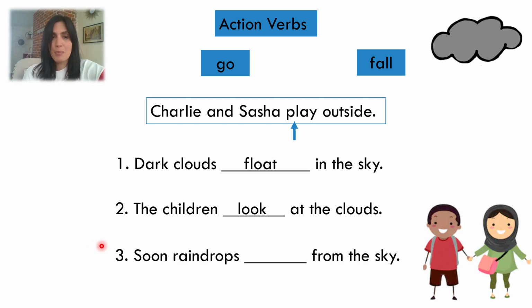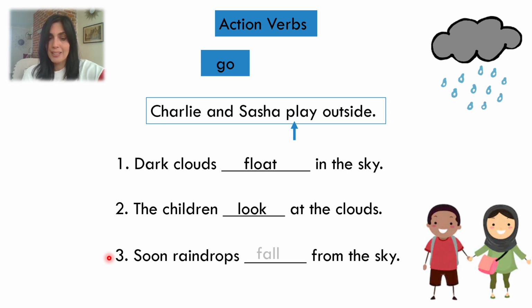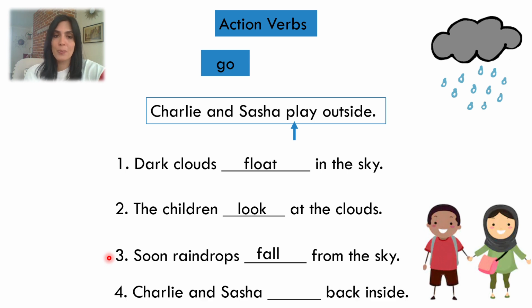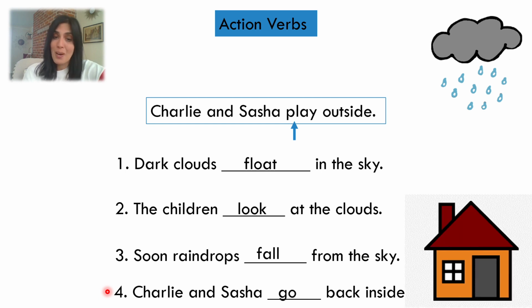Now let's take a look at number 3. It reads, soon raindrops blank from the sky. Well, what is it that those raindrops do? Yes, they fall from the sky. The word fall is an action verb. It tells me what the raindrops do. Now this one reads, Charlie and Sasha blank back inside. What is it that Charlie and Sasha do? They go back inside. That word go is an action verb because it tells us what Charlie and Sasha do.